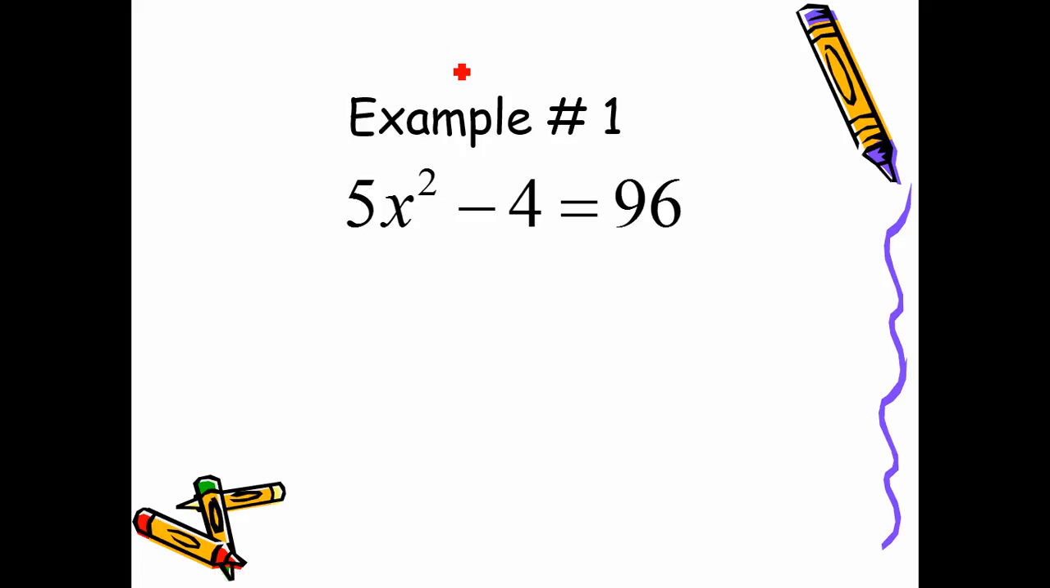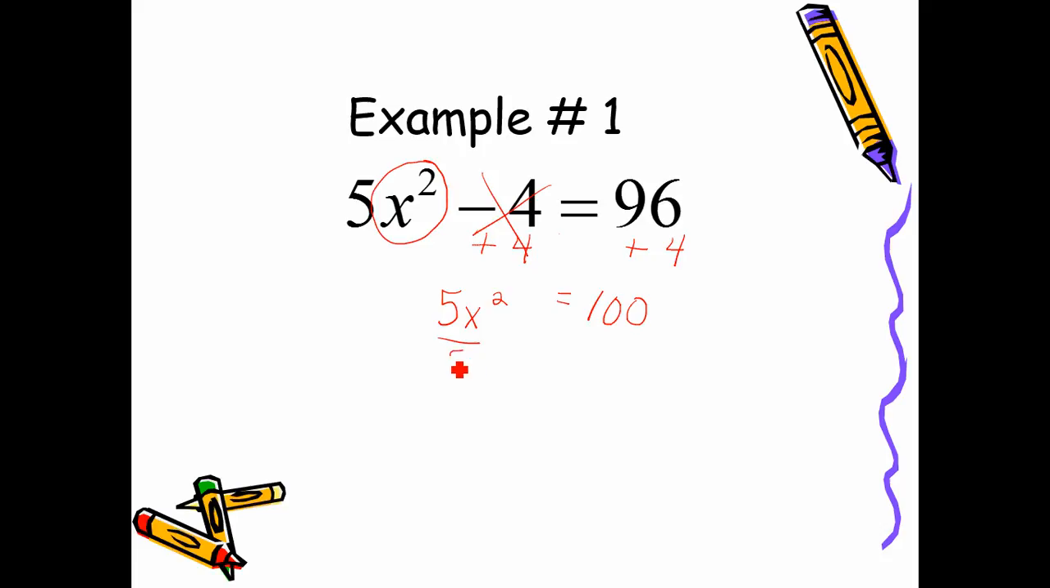We have 5x squared plus 4 equals 96. Now, if I was going to solve for x, I would want to isolate this x right here. In fact, the x is squared, but we'll deal with that later. But we want to use inverse operations to isolate that x. So the first thing I would do is add 4 to both sides. So on this side, I'd have 5x squared equals 96 plus 4 would be 100.